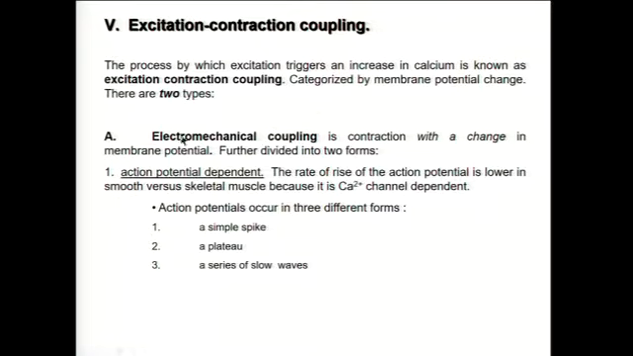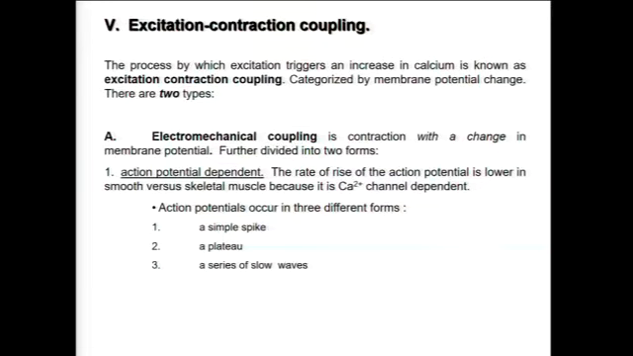There are two types. The first is called electromechanical coupling. So there's contraction with a change in membrane potential. And I know you learned about membrane potential already. Smooth muscle can generate membrane potential. There are two forms, action potential dependent. However, in a smooth muscle cell, this is much slower than in skeletal muscle, because it depends on calcium channels. Whereas in a cardiac muscle cell, you've already learned all the calcium comes from the SR. And in smooth muscle, the majority of calcium comes from outside the cell and has to come in through a channel.